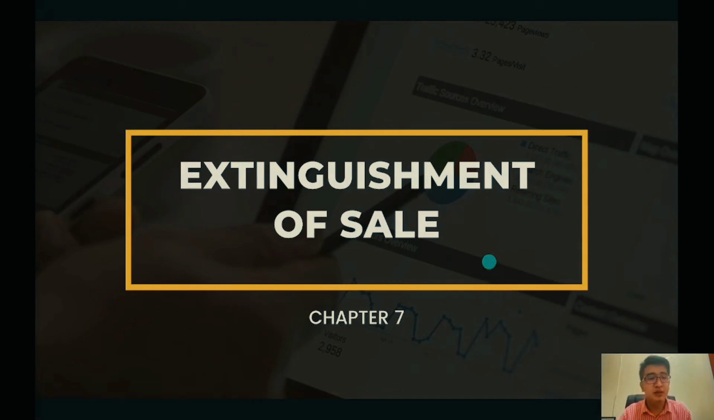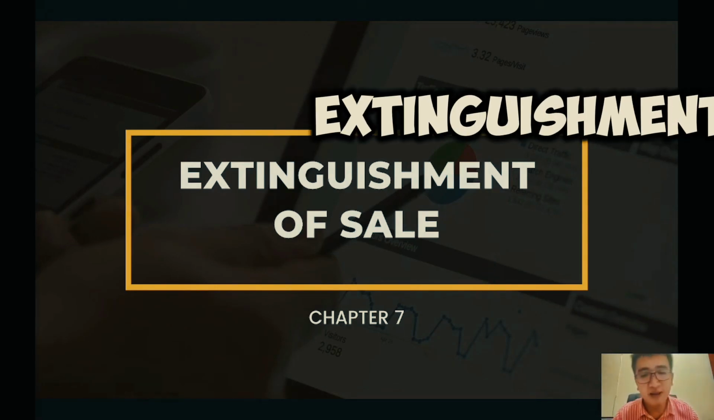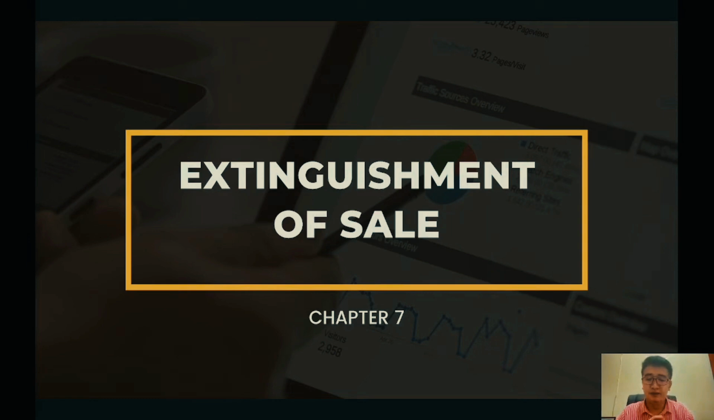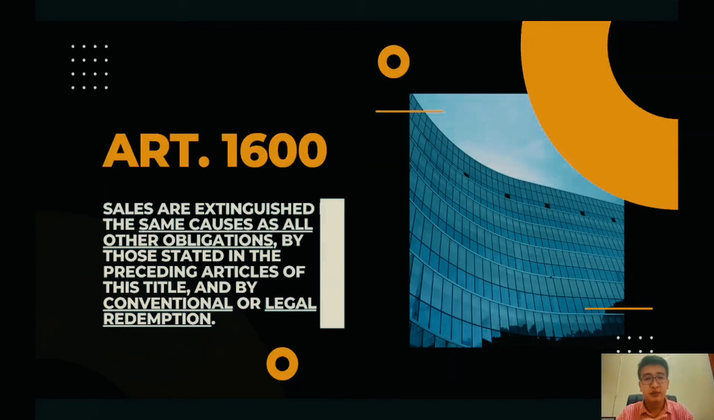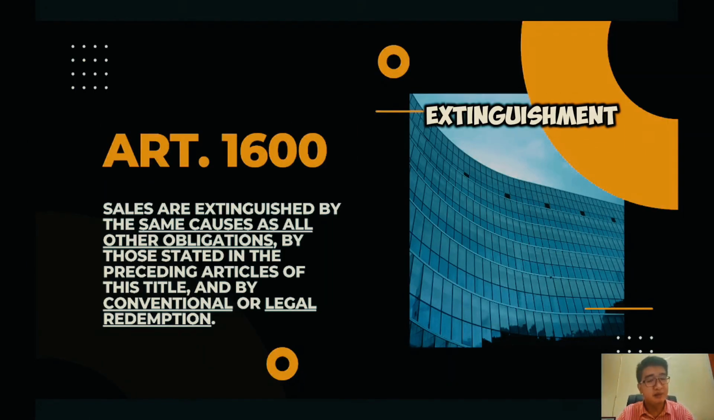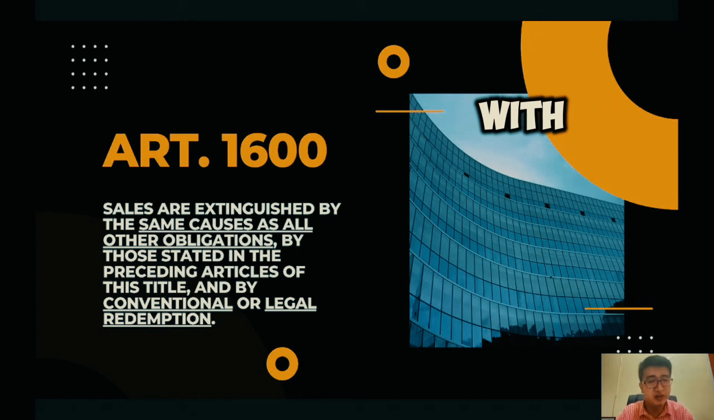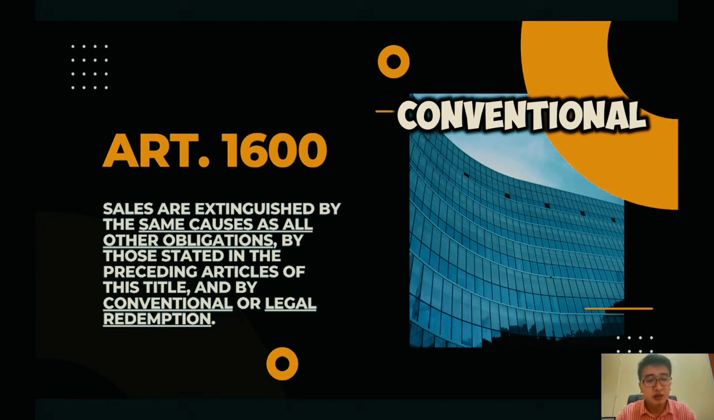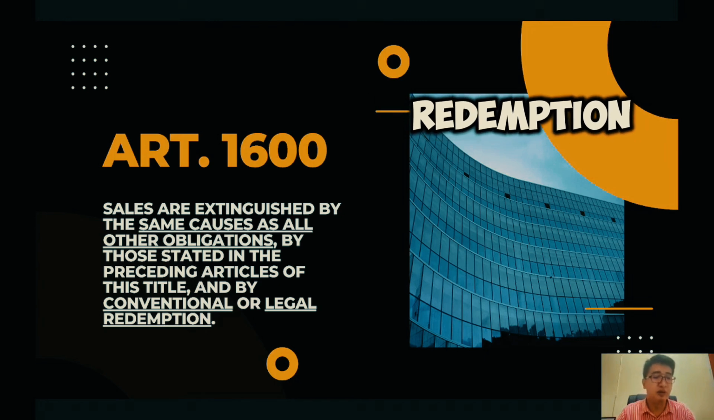Okay, so good morning. Let's proceed to Chapter 7, Extinguishment of Sale. Chapter 7 starts with Article 1600, saying that sales are extinguished by the same causes as all other obligations, by those stated in the preceding articles of this title, and by conventional or legal redemption.